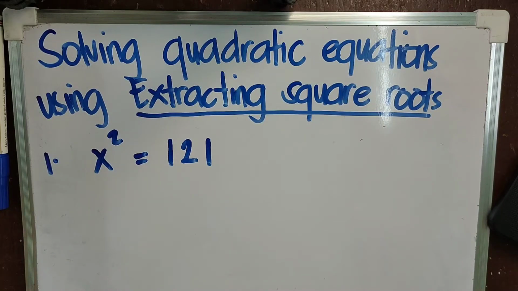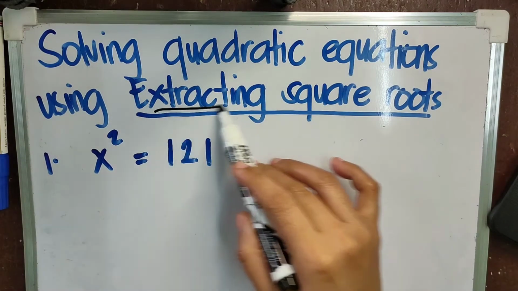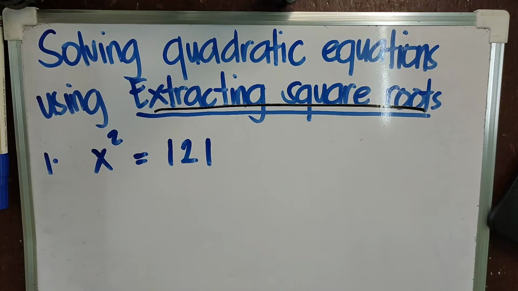Okay, good day students. Since we are done solving quadratic equations using factoring, this time we are going to solve quadratic equations using extracting square roots. Okay, example number 1. X squared equals 121. By the way, make sure that you have memorized all the perfect squares. Okay. Going back to our example number 1, x squared equals 121.